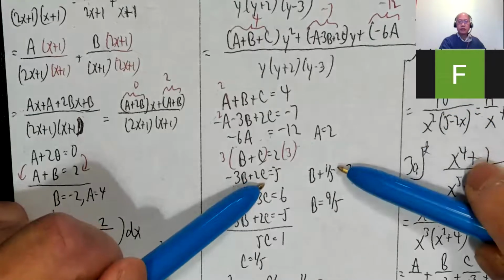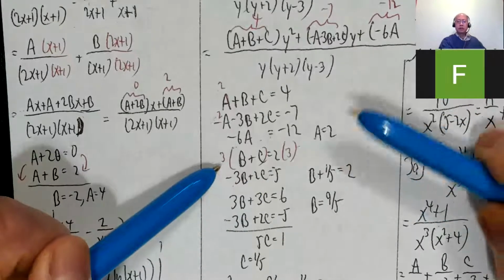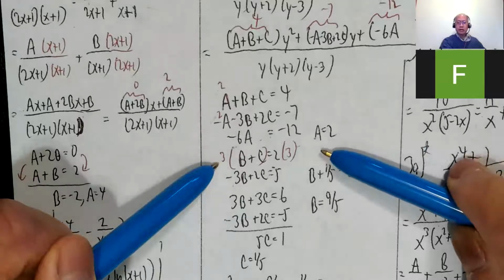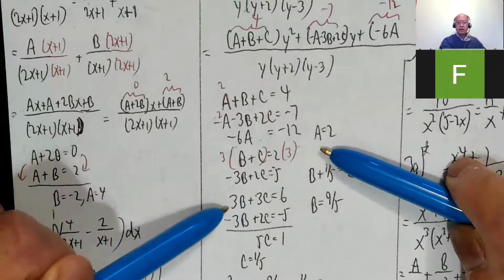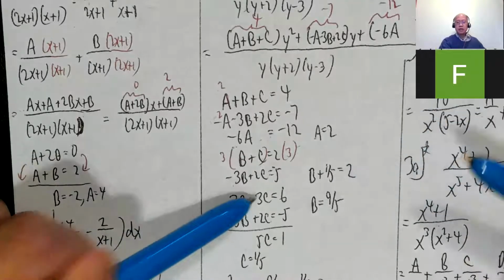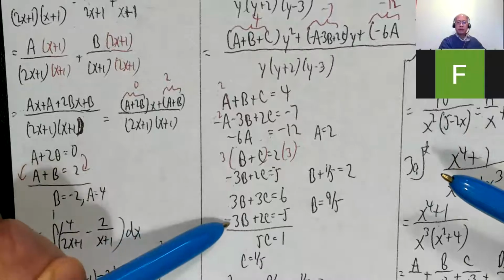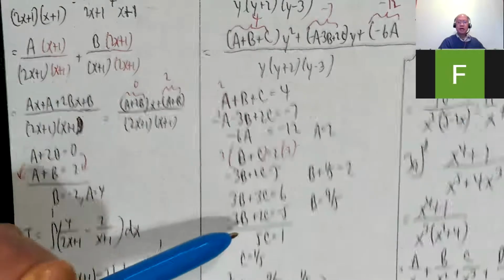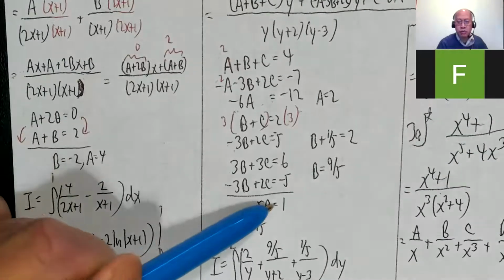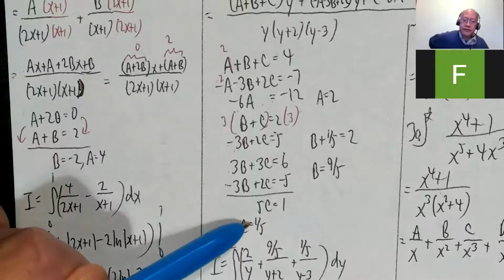So now I have 2 equations and 2 unknowns. Let's see, what did I do? I multiplied the top equation by 3. So that gives me 3b plus 3c equals 6. Leave this one alone, negative 3b plus 2c equals negative 5. Add them up, 5c equals 1. C is 1/5. Yes, it's a fraction.